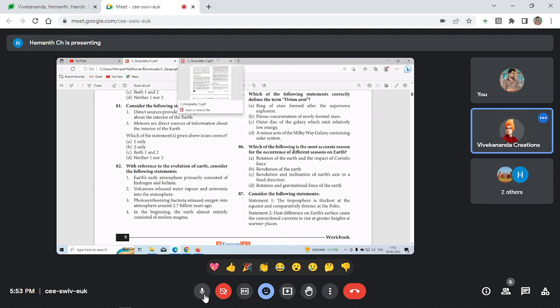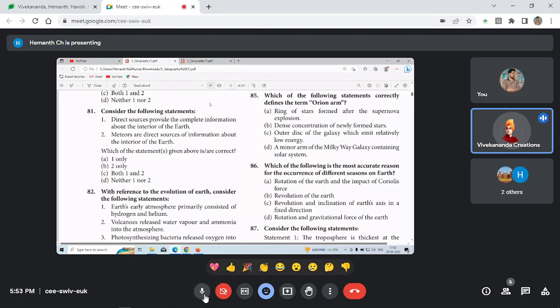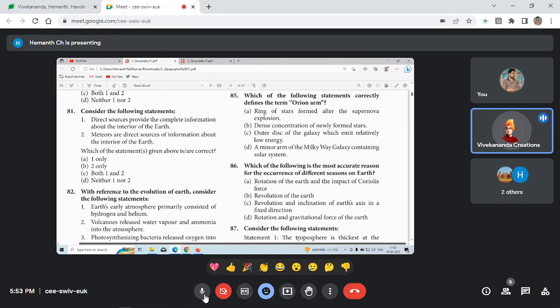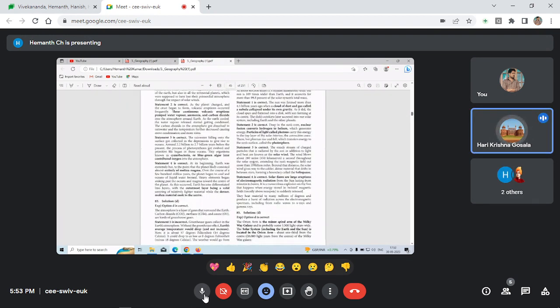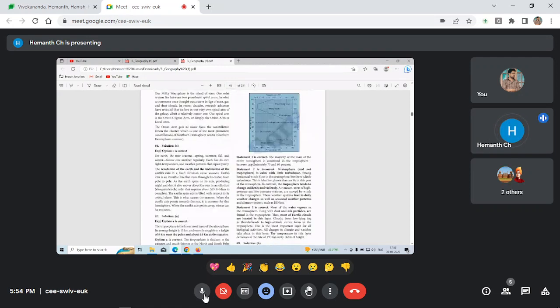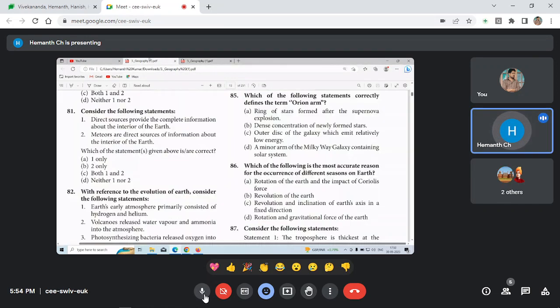ఆలోచిస్తాను ఒక్క నిమిషం. సీజన్స్ ఫామ్ అయ్యేది inclination. సి I think సీనల్ ఆన్సర్. 86 సి. 84. ఇప్పుడు 85 చూద్దాం.